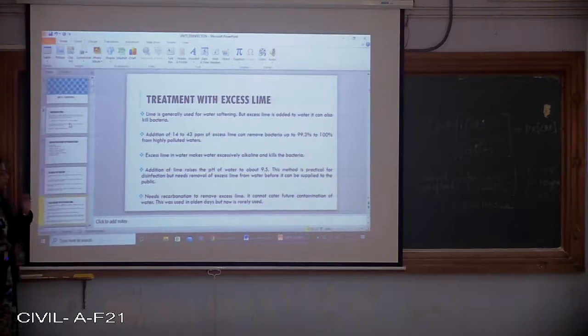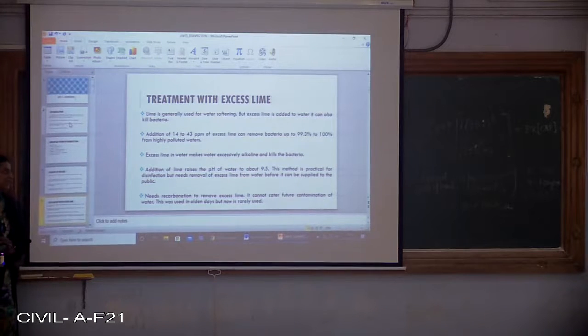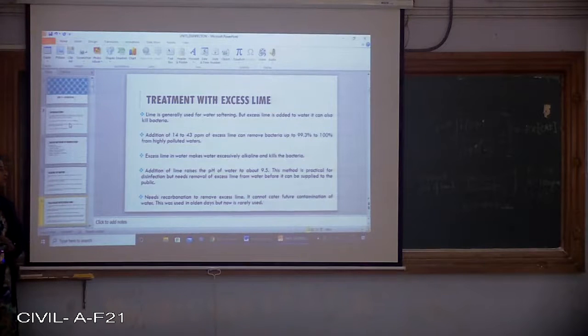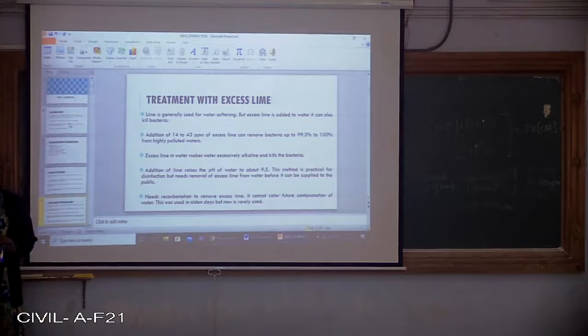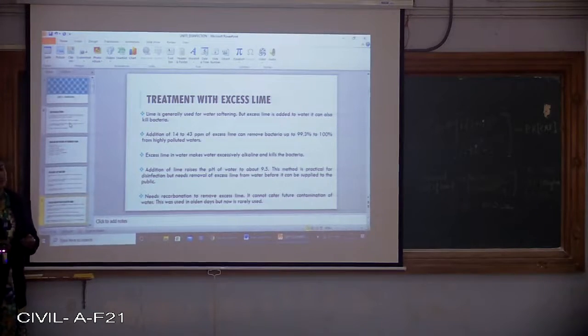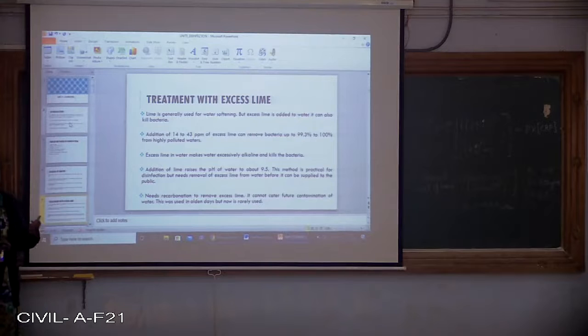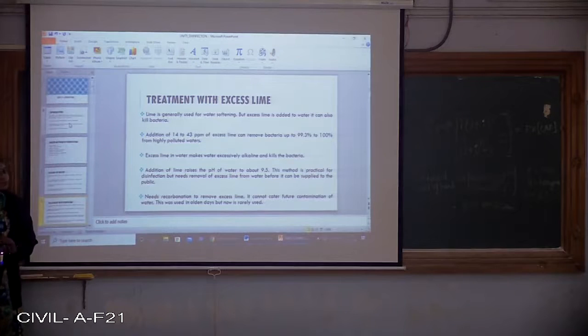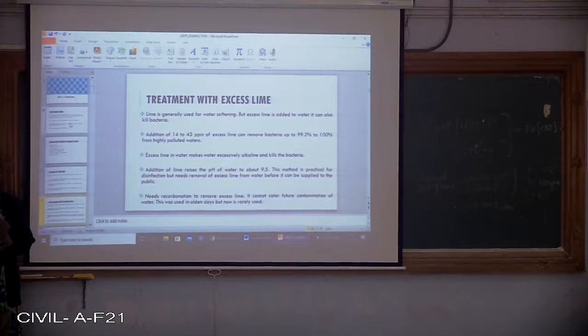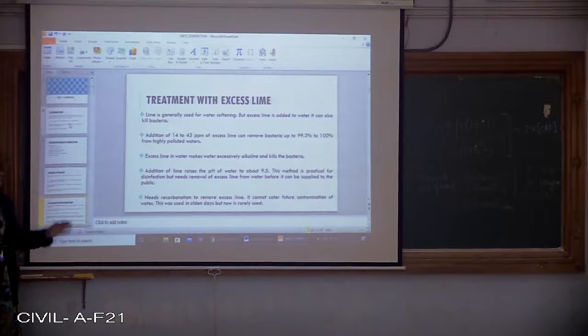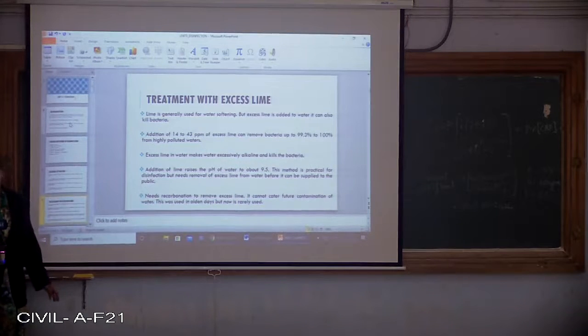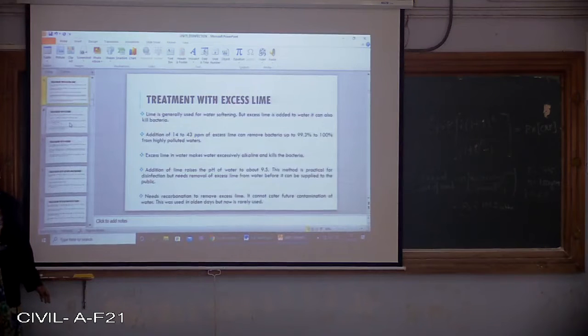This particular lime treatment needs recarbonation to remove excess lime. It cannot cater to future contamination of water. This was used in olden days, but now it is rarely used. So to remove the excess lime, the recarbonation process has to be done. So this method is not going to be effective. It does not take care of contamination of water in the future. This was normally employed by the olden people who used to add lime for water treatment.